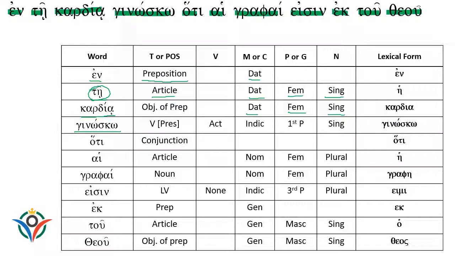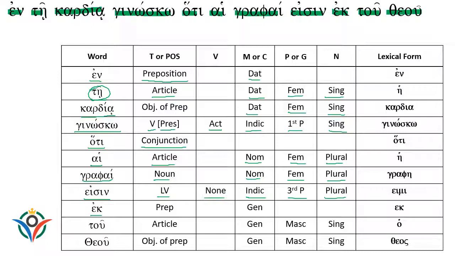Then we have ginosko, which is a verb, present, active, indicative, first person singular from ginosko, which means I know. Then we have hoti, which is a conjunction, and we translate that as because or that. All right, then we have hai, which is also an article. It's in the nominative case, feminine, plural. Then we have graphai, noun, nominative, feminine, plural, graphe, which is writing or scripture. Then we have eisin, which is our linking verb. It doesn't have a voice. It's in the indicative third person plural from eimi.